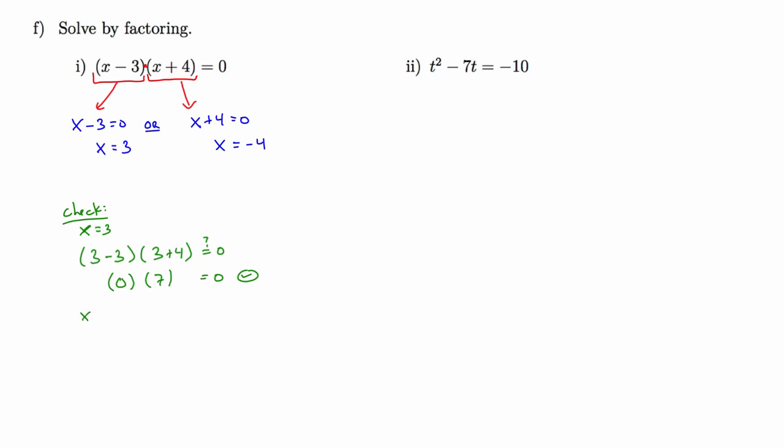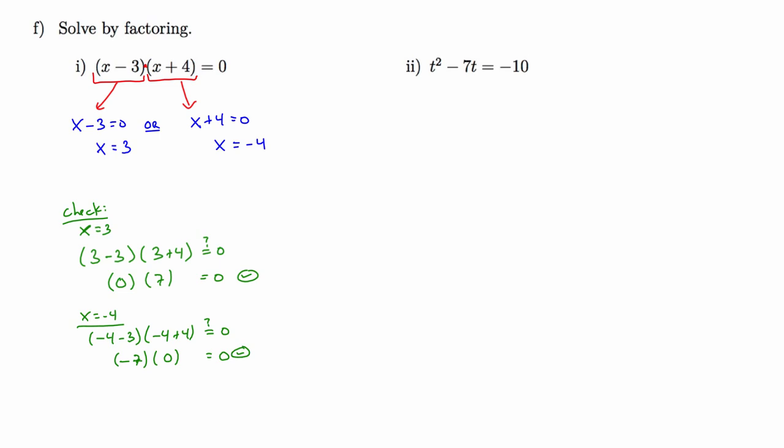To check whether -4 is a solution, we'll do the same thing, except we'll substitute -4 for the x's. So x minus 3 becomes -4 minus 3. x plus 4 becomes -4 plus 4. And we're checking, does that actually equal 0? Negative 4 minus 3 is negative 7, and negative 4 plus 4 is 0. Negative 7 times 0 is 0. So negative 4 also does check out.